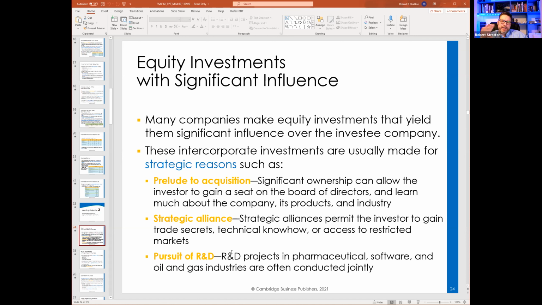This is almost Machiavellian. Like you buy your way in and start mining the data on your competitor. Or maybe it's a strategic alliance. So you're building up this level of intertwining of your companies to get to a point where you want a strategic alliance, or pursuit of R&D. The pharmaceutical industry is big on this because it costs $8 billion to develop a new drug. So they'll make a strategic alliance at different levels.